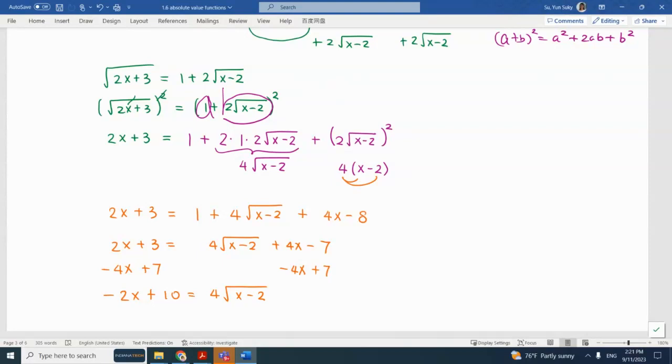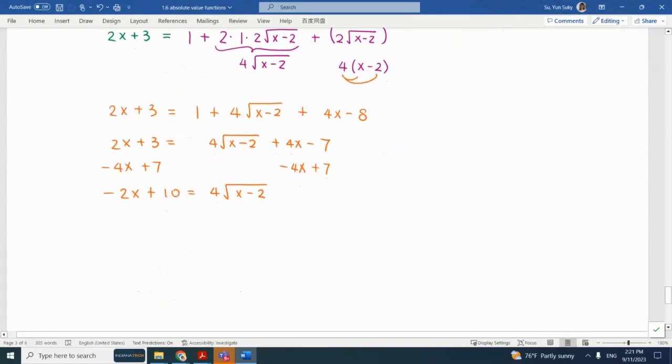Okay, everybody? So, in order to isolate, you probably want to divide both sides by 4. But my habit is I don't want to work with fractions. Do you like fractions? No. I love to work with integers. But do you see both sides have a common factor 2? -2 is divisible by 2, 10 is divisible by 2, 4 is divisible by 2. So we don't divide by 4, we divide by 2 to simplify it. Because the next step, you want to square both sides. You want to work with small numbers, you don't want to work with big numbers.